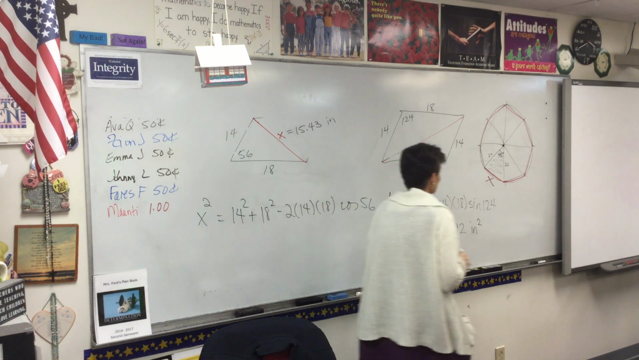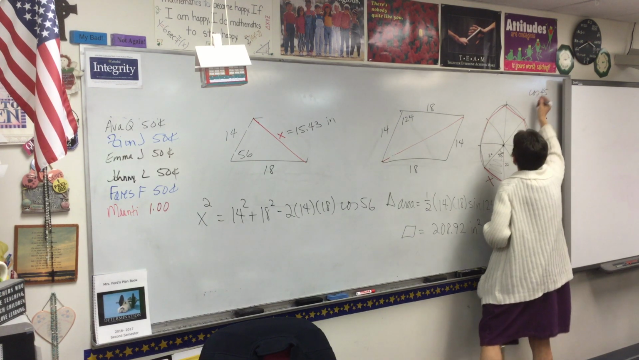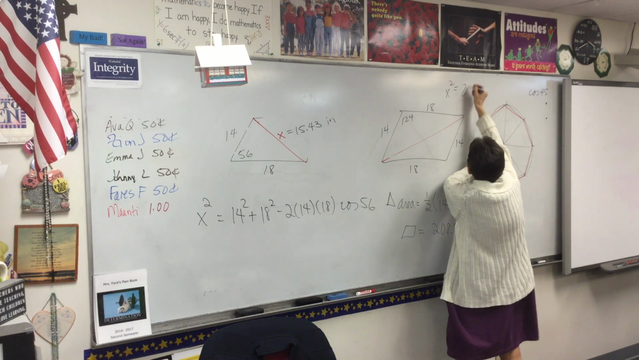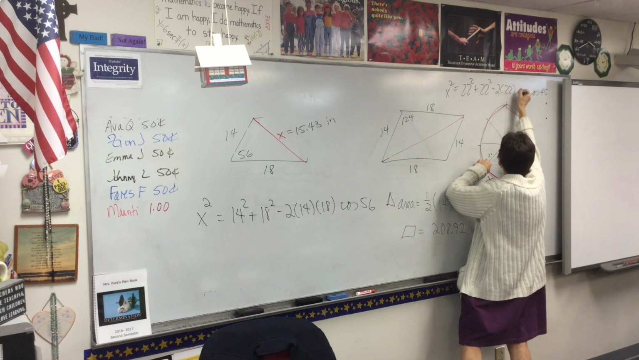So the law of cosines is going to have cosine 45 x squared, and then 22 squared plus 22 squared minus 2 times 22 times 22.